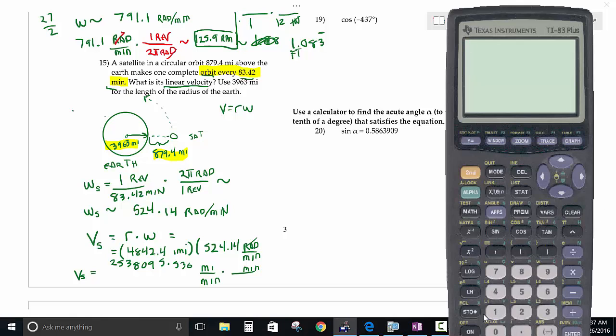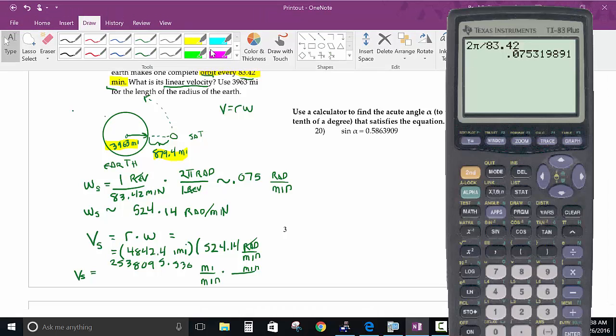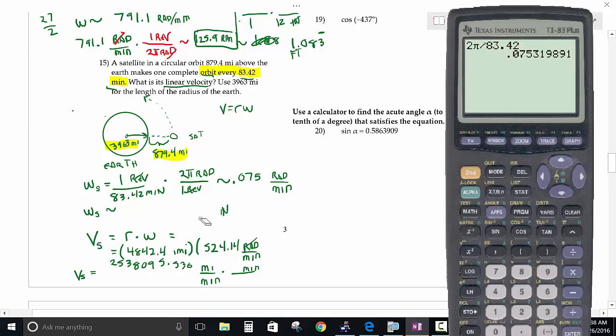All right, so let's see. 2 pi divided by 83.42 is going to give me this value. Okay, so that's 0.075 radians per minute. All right, so now let's get this problem finished and let's see if we can get this put together a little bit better now. So let me erase some stuff as we go through this, and then we'll get this all taken care of.